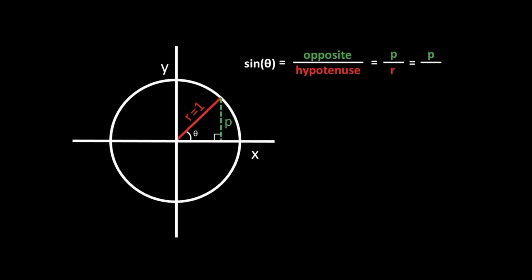Well, we'll start with a circle and some triangles. Let's draw an xy coordinate plane and a circle with the center at the origin. Our circle has a radius r of unit 1, from which we drop a perpendicular p, creating a right triangle with an angle theta. The sine of theta is equal to the opposite divided by the hypotenuse, or p over r. In our case, r is 1, so the sine of theta is p.